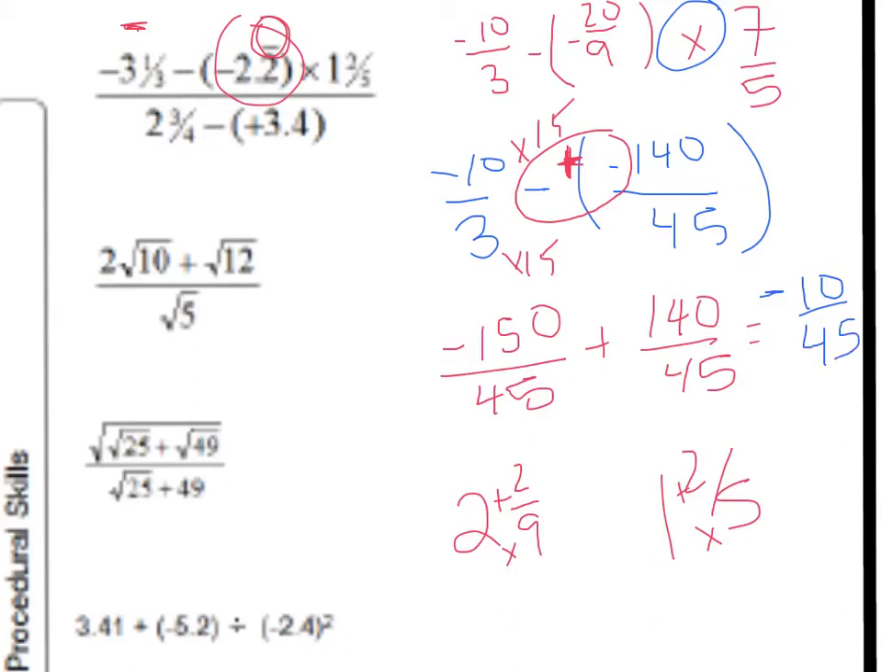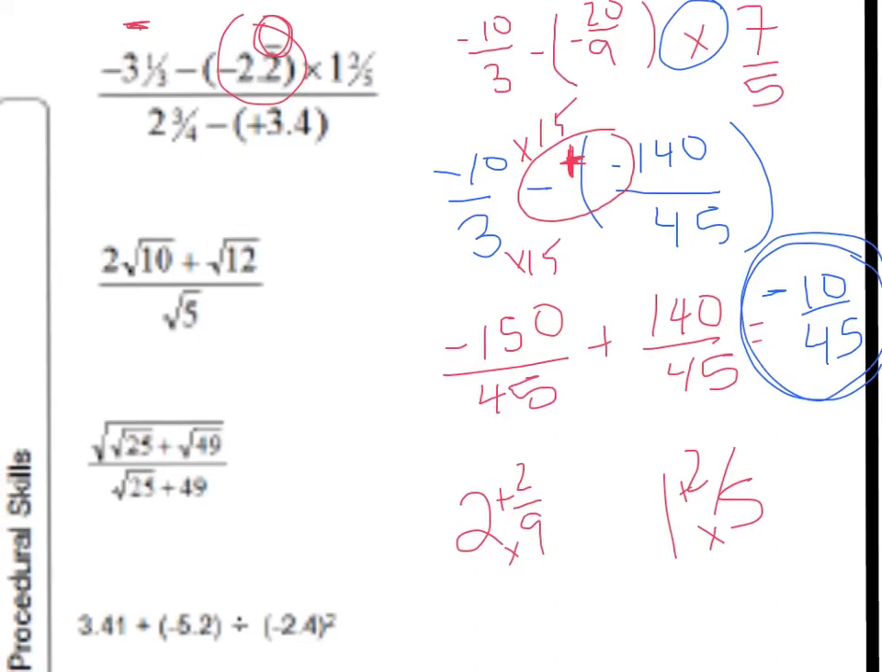So now that it's negative 10/45, I'm going to erase the rest so that I can actually have some room to work. So we know the top is negative 10/45. So I'll see how much of this I can get rid of.